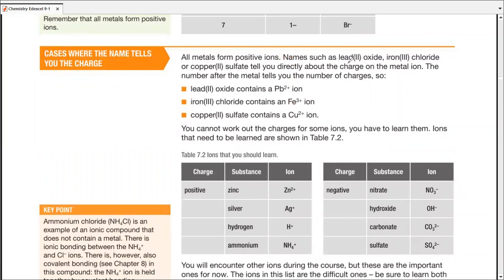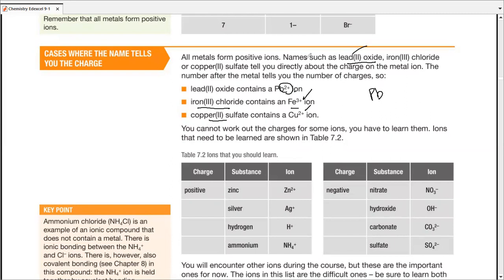Sometimes the names are given like this: lead 2 oxide. This means on lead, the symbol for which is Pb, there would be a +2 charge. Iron 3 chloride tells you that iron has a +3 charge. Copper 2 sulfate tells you copper has a +2 charge. Actually that is pretty easy to work out that way, because every time they are using a metal, they are writing its oxidation state or its charge right next to it in Roman numerals.